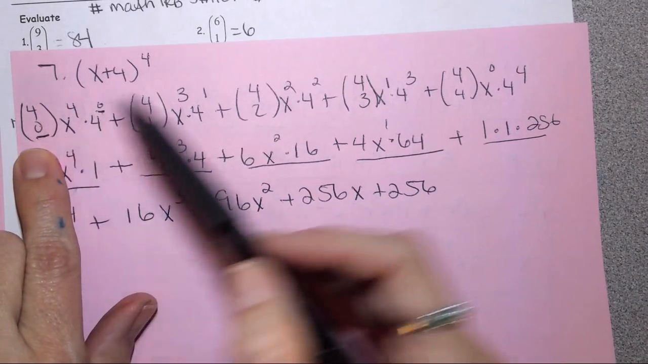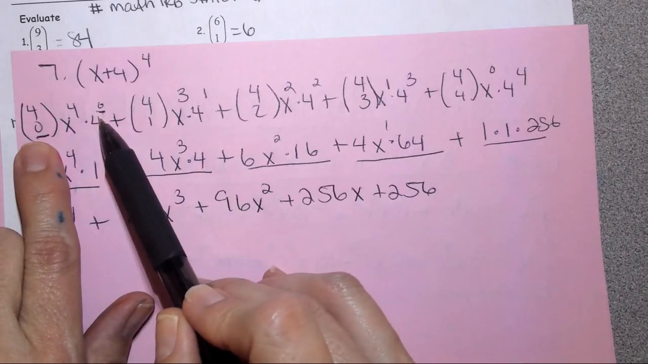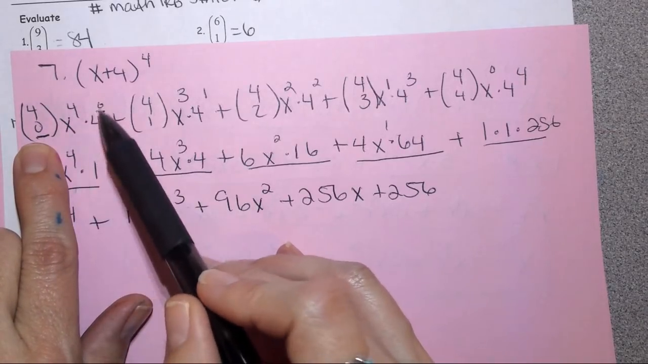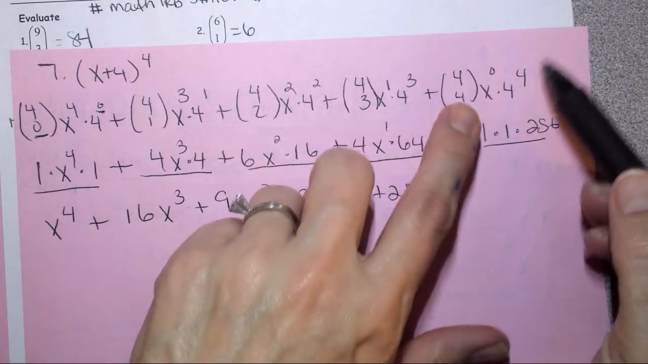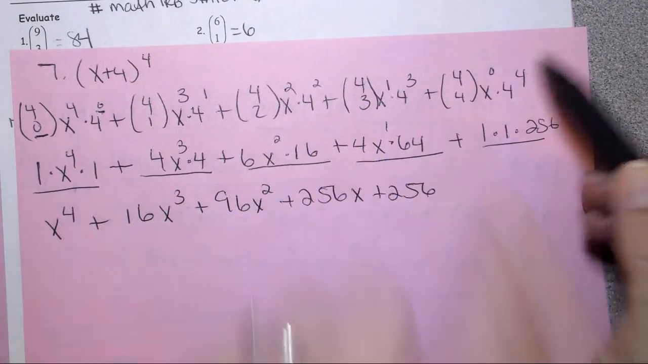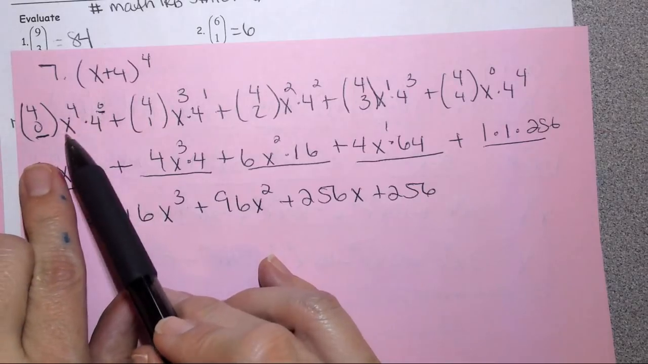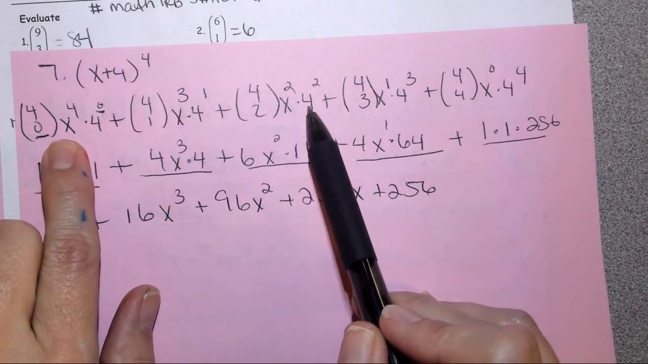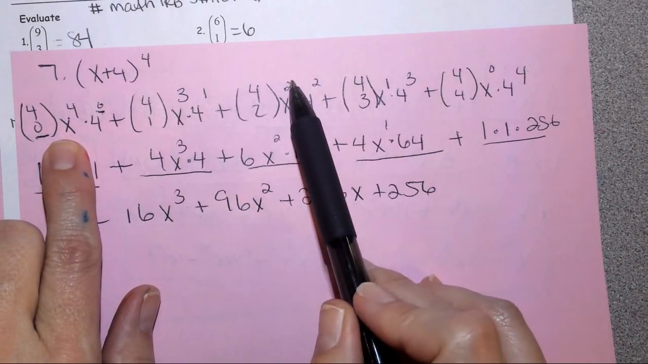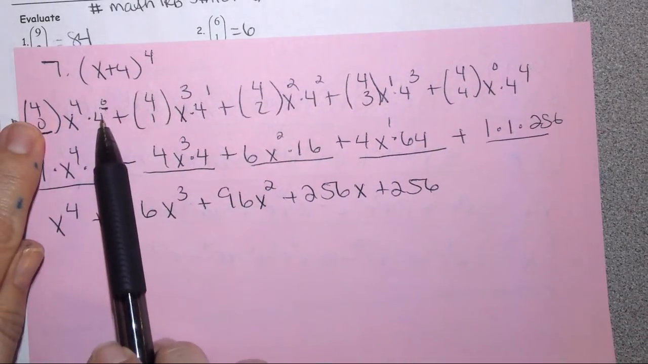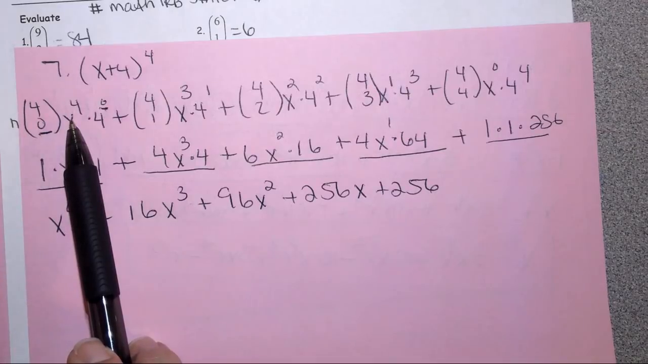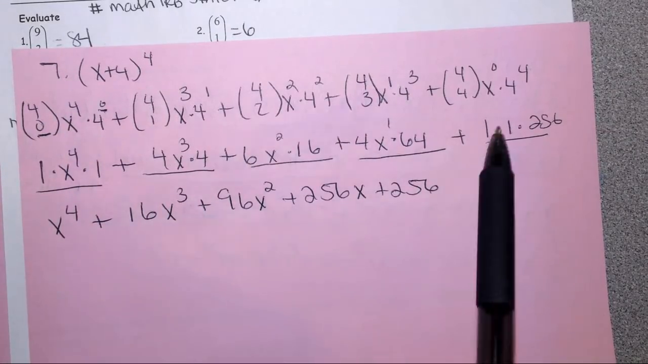So on the outsides they're going to go up by 1. So 4 choose 0, 4 to the 0. So 1, and then they go to 2, and then they go to 3, and then they go to 4. The number in the middle is going to go down by powers, x to the 4th, x to the 3rd, x squared, x to the 1st, x to the 0. Outsides go up by 1, inside goes down by 1. Then I go type them in my calculator.